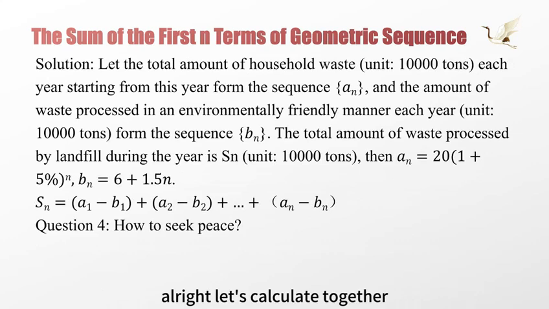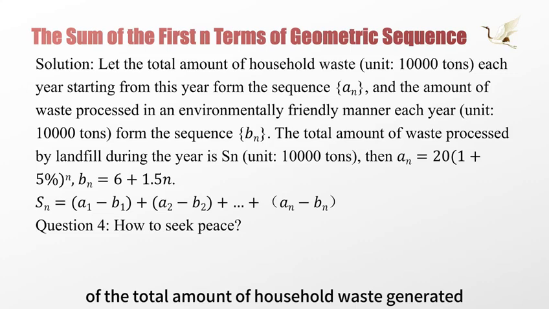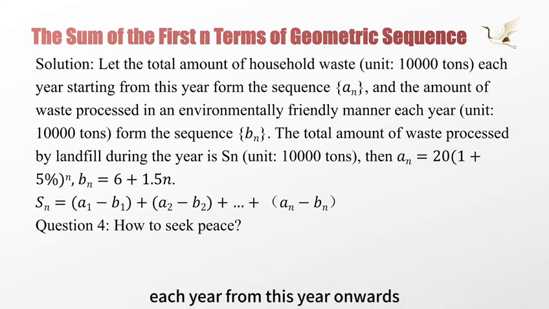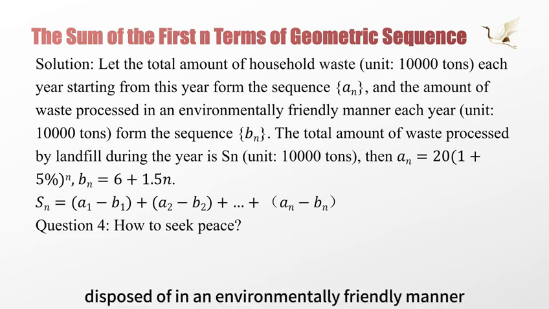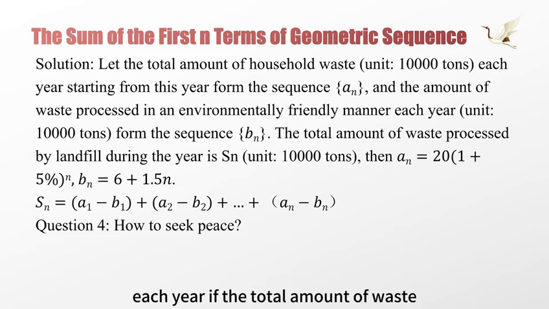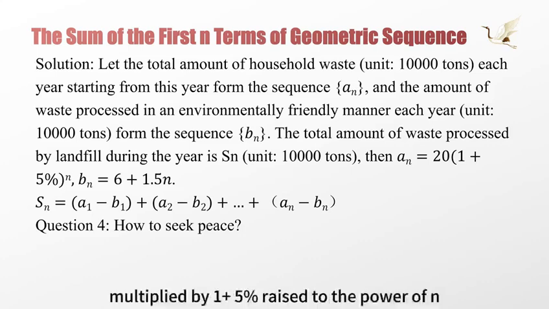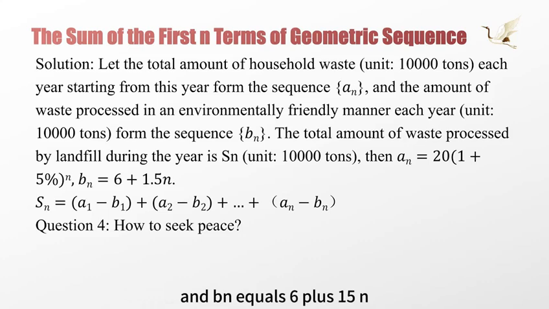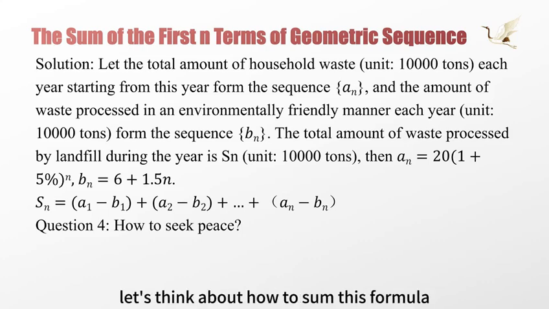Alright, let's calculate together. Let An represent the sequence of the total amount of household waste generated each year from this year onwards. Let Bn represent the sequence of the amount of waste disposed of in an environmentally friendly manner each year. If the total amount of waste disposed of through landfill within n years is Sn, then An equals 20 multiplied by 1 plus 5% raised to the power of n, and Bn equals 6 plus 1.5n. At this point, Sn equals a1 minus b1 plus a2 minus b2, and so on, until an minus bn. Let's think about how to sum this formula.